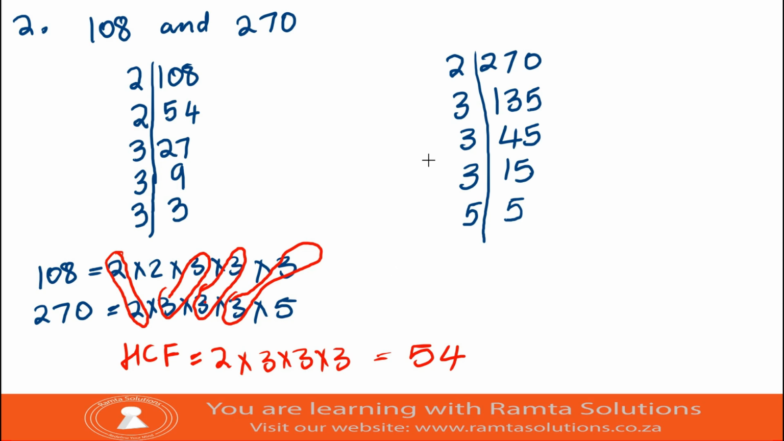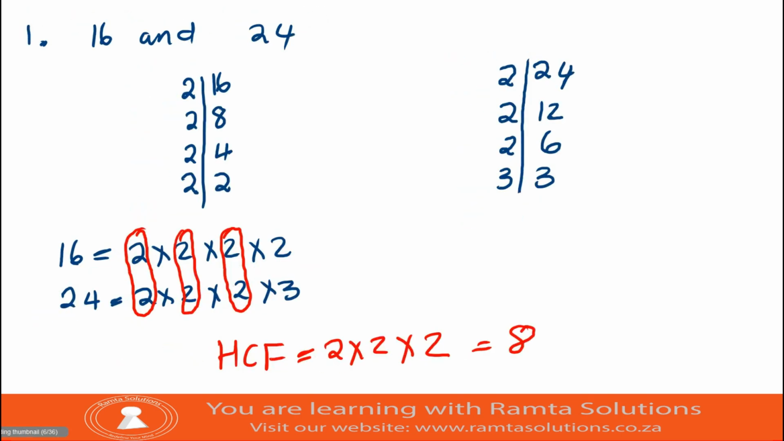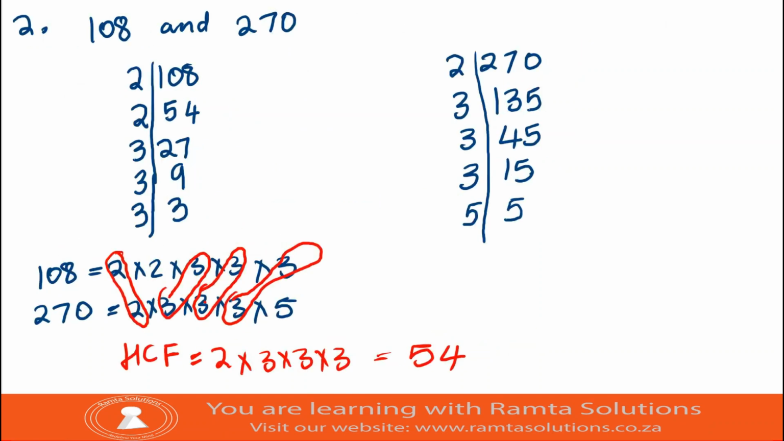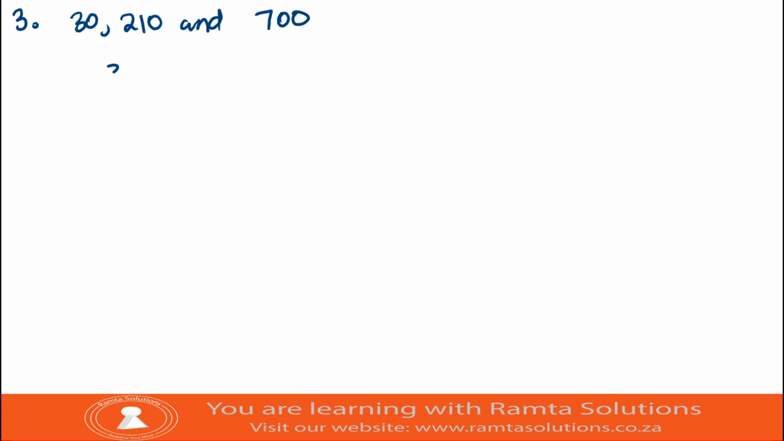now let's try the last one. The last one, we have 30, 210 and 700. Right, 30, 210 and 700. Let me confirm it. Oh yes. So let's do prime factorization of 30. 30 is an even number, so I will divide it by 2. It's 15. 15, I will divide it by 3, which will be 5. 5, I can divide it by 5.